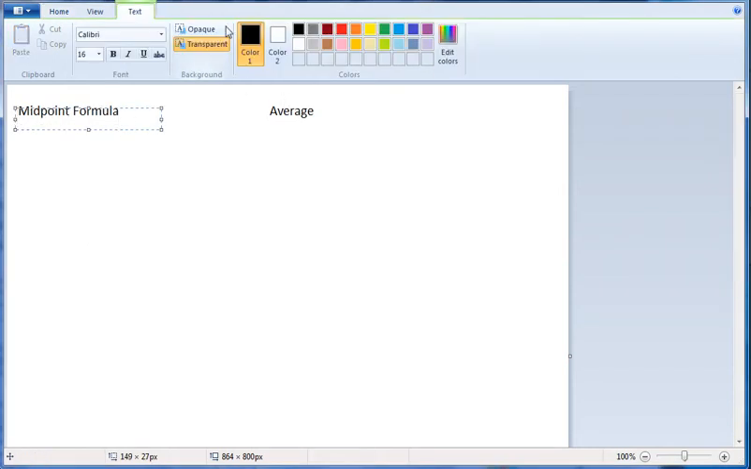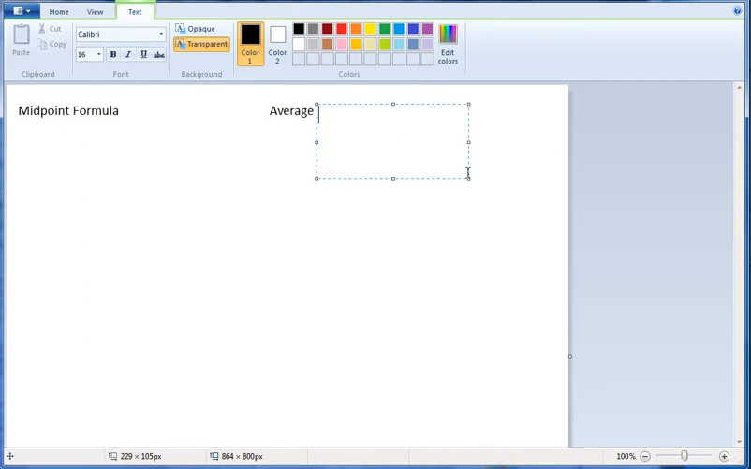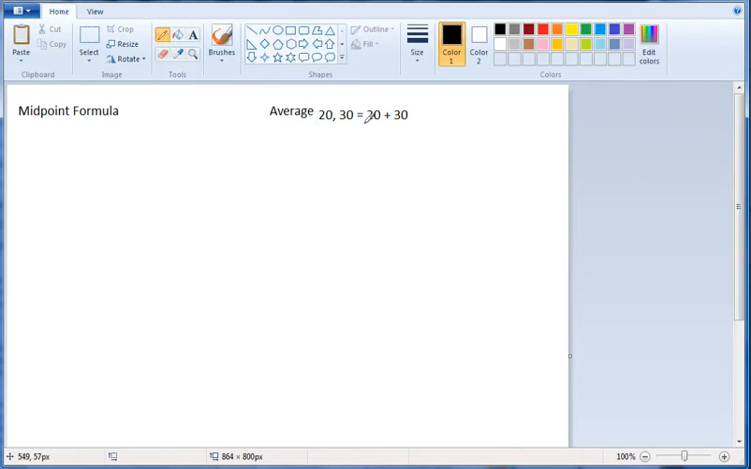A midpoint formula is very similar to an average, and just to help you remember what an average is, let's say that I started at 20 miles and then I ran and ended at 30 miles. In order to find the average, or the middle, between these two numbers, we take the two numbers, add them together, and then divide by the number of numbers. There are two numbers here, so I'm going to divide by 2. That's how you find the middle, or the average, between those two numbers.